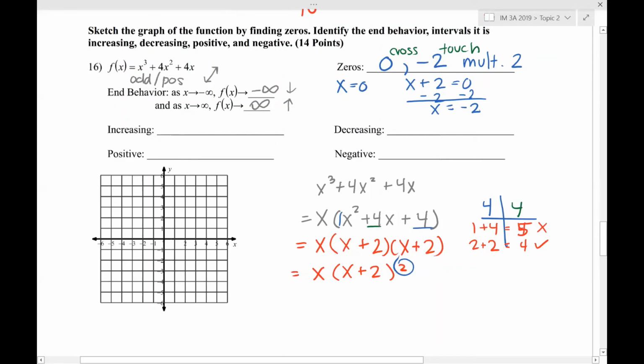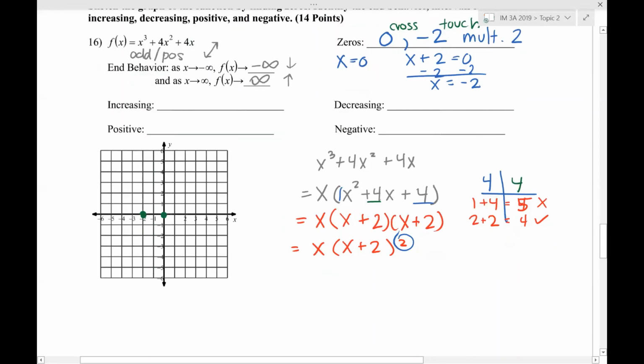So we want to start by plotting the zeros. Our first 0 is at 0. Our second 0 is at negative 2. The end behavior tells us that on the left side, we're going to go down. So we're going to draw from our negative 2 an arrow going down. The right side's going up. And so notice that if I look at the graph, I really have two options. My graph can go like this, or my graph can go like that.